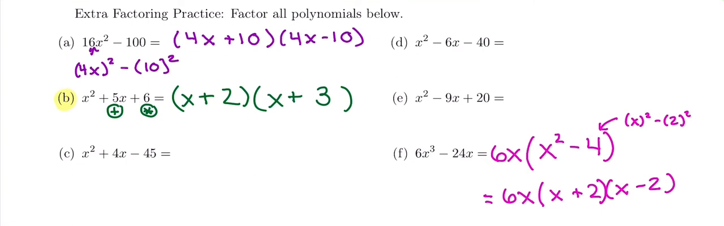Order doesn't matter. So you could write x plus 3 times x plus 2 if you'd like. But it adds up to be 5, 2 plus 3 is 5, and multiplies to be 6. 2 times 3 is 6.